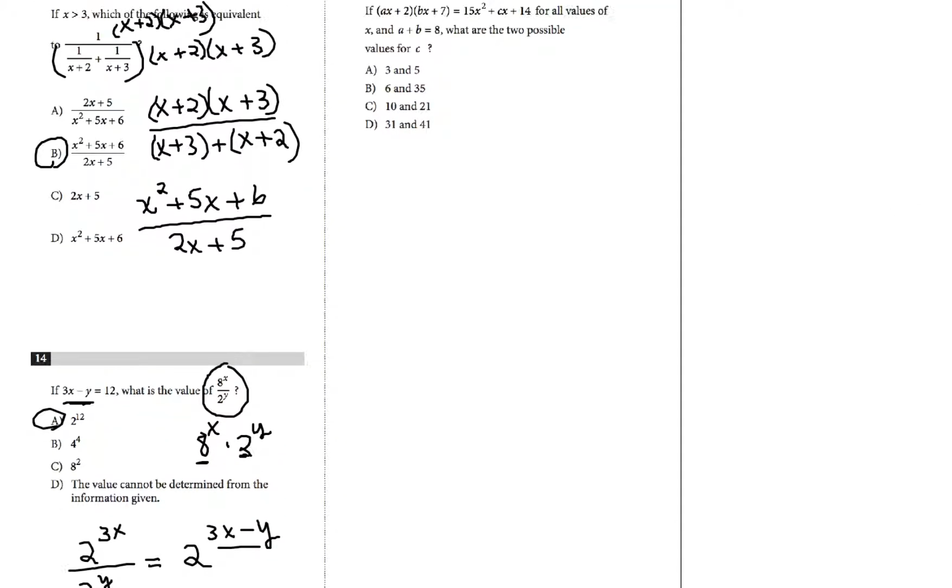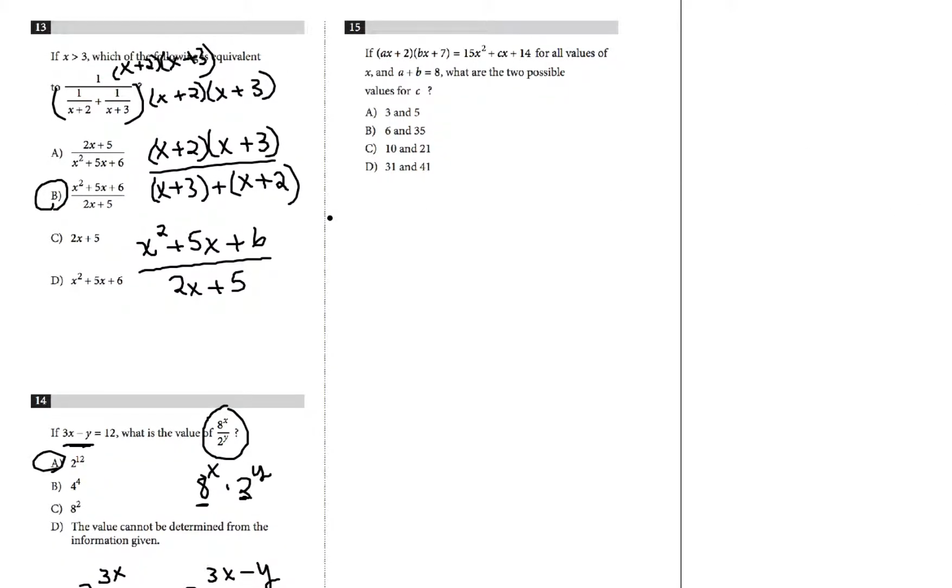All right, the trickiest one of them all. You have those two expressions set equal to each other, and they tell you that a plus b equals 8. What are two possible values for c? This is probably the hardest problem on the test.